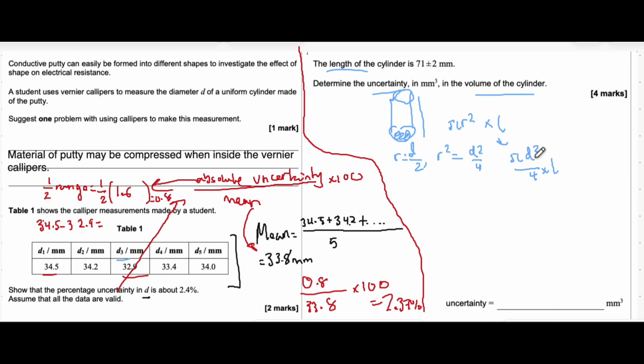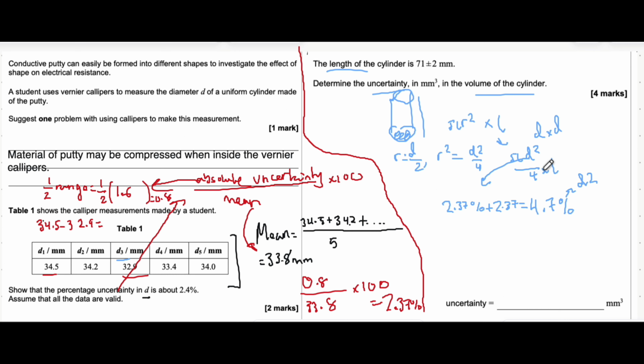The uncertainty in the diameter is 2.37%. We found that. Because we're squaring the diameter, we're essentially doing diameter multiplied by diameter. And when you multiply, you actually add the percentage uncertainties. So adding these two together, we'll get 4.74%. That's the percentage uncertainty in the diameter squared.